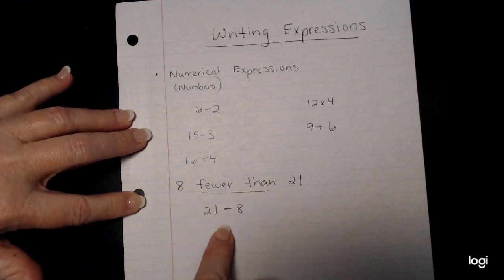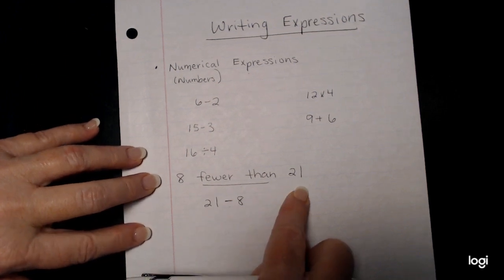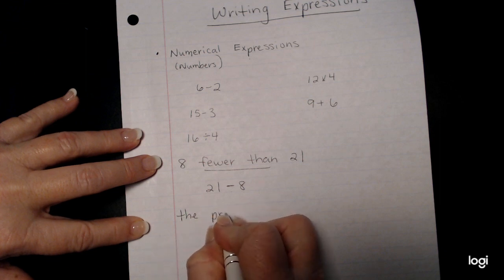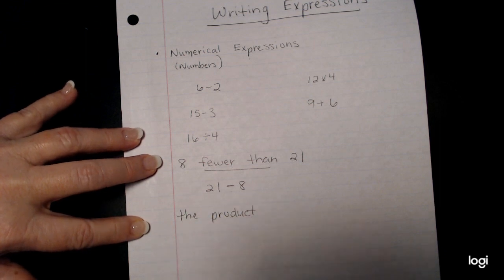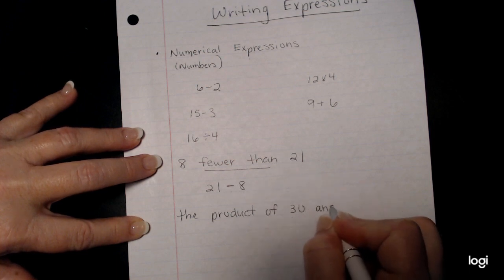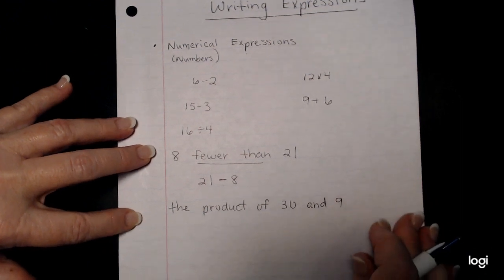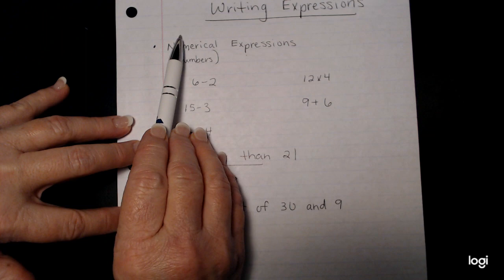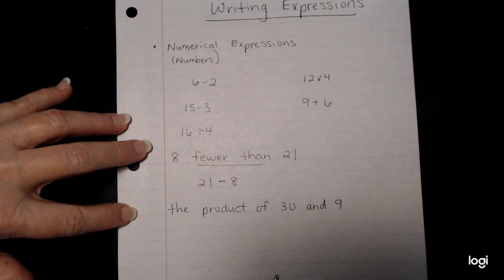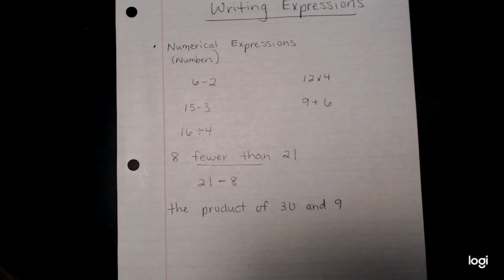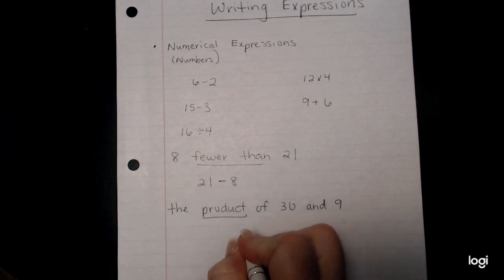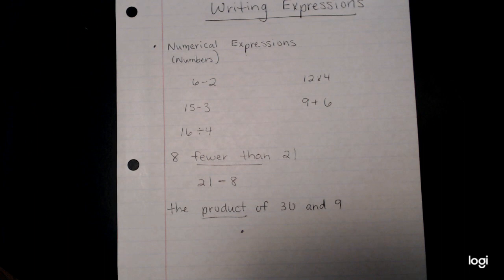All right, let's write another one. We're going to write the phrase, the product of 30 and 9. If I ask you to write a numerical expression, that means I want you to write something like this without an equal sign. Well, if you look back on your list of math terms, product means times. Now we could do a times like this or an X, 30 and 9. So we would say 30 times 9.